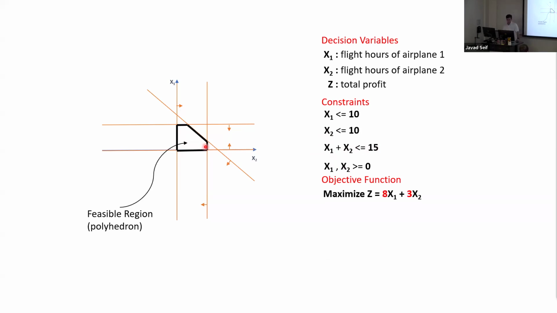Now, the objective function says z, which is total profit, is 8x1 plus 3x2. For example, we make $800,000 by flying airplane one for every hour, or $300,000 for 1 hour of flying airplane number two. So now we have a criterion, just like duration of travel. This is my criterion that evaluates all the points in this area and tells me which one is the best.